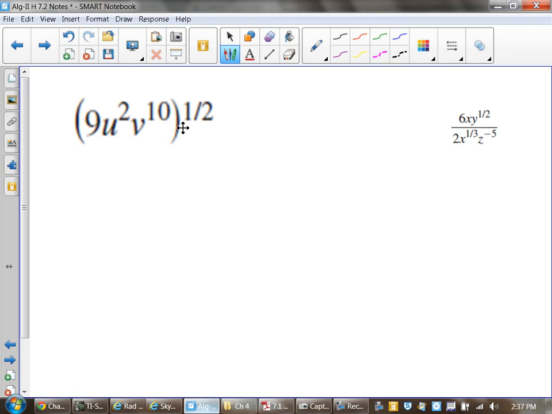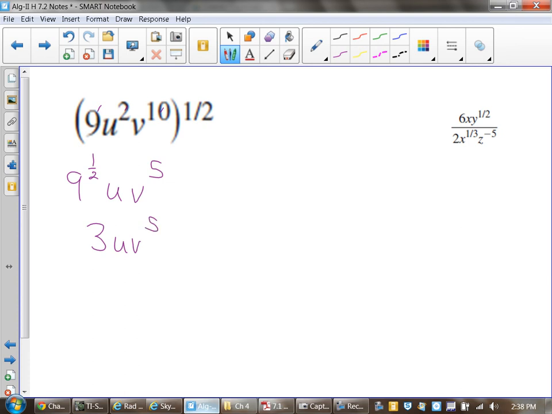What does 1/2 power mean? What's the square root of 9? Do you guys agree that I have to take the half power of each one of these terms? Yeah. Okay. So I know that's going to be 9 to the half power. When it's u squared to the half power, you have to multiply your exponents, right? What's 2 times 1/2? 1. What's b to the 10th? So 10 times 1/2. So your final answer is 3 u b to the 5th.